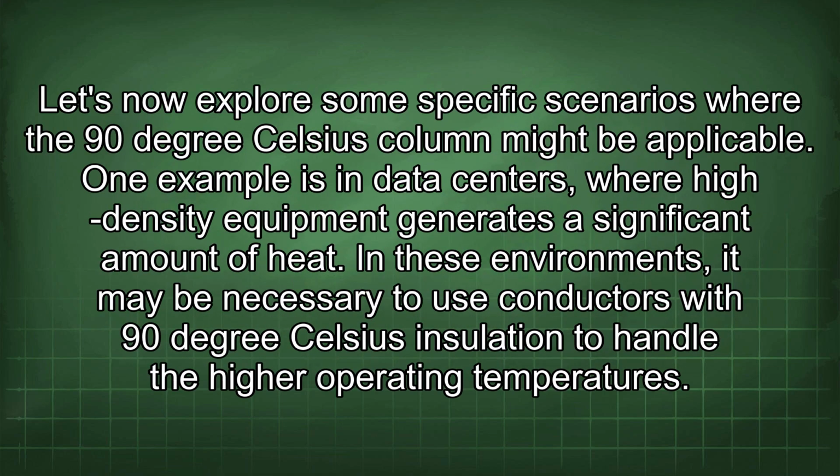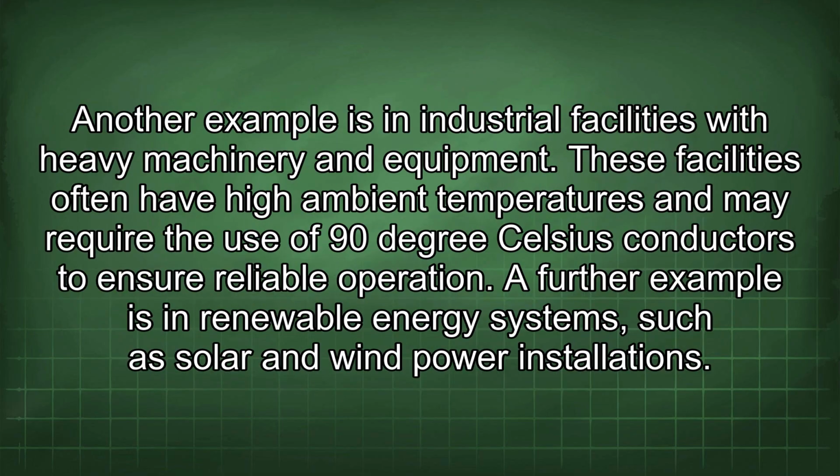Let's now explore some specific scenarios where the 90 degrees Celsius column might be applicable. One example is in data centers, where high-density equipment generates a significant amount of heat. In these environments, it may be necessary to use conductors with 90 degrees Celsius insulation to handle the higher operating temperatures. Another example is in industrial facilities with heavy machinery and equipment.